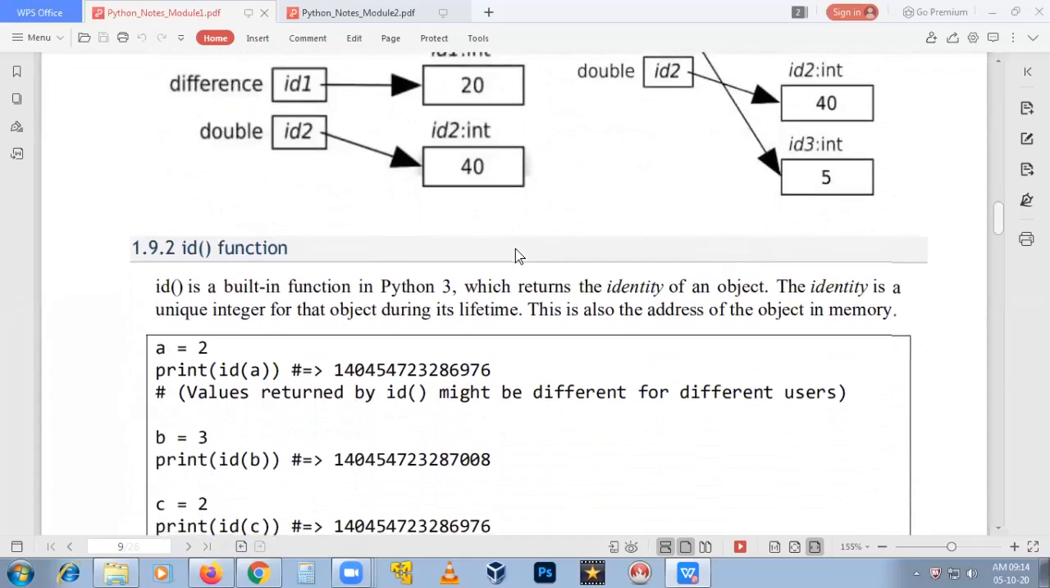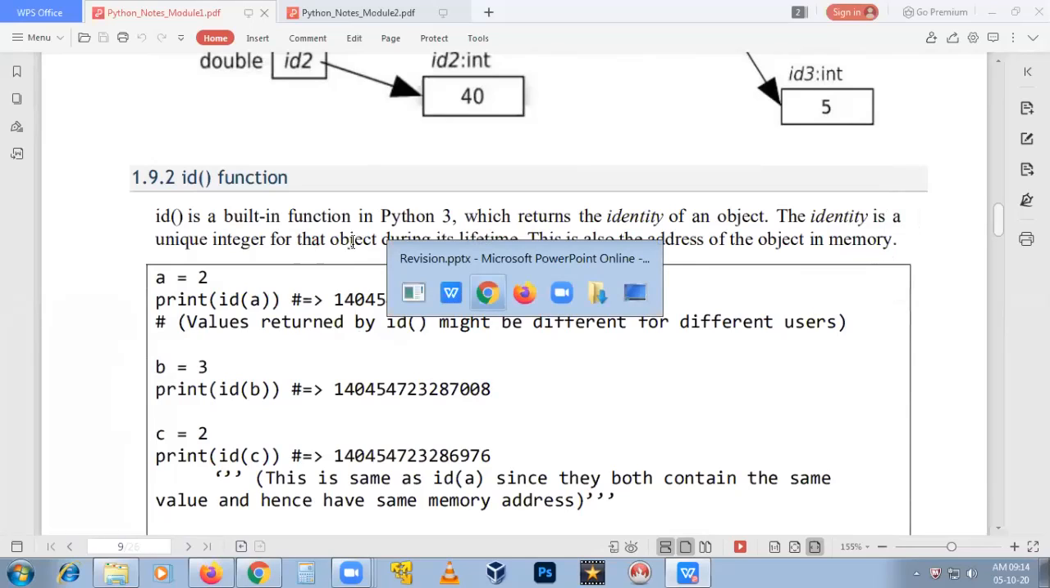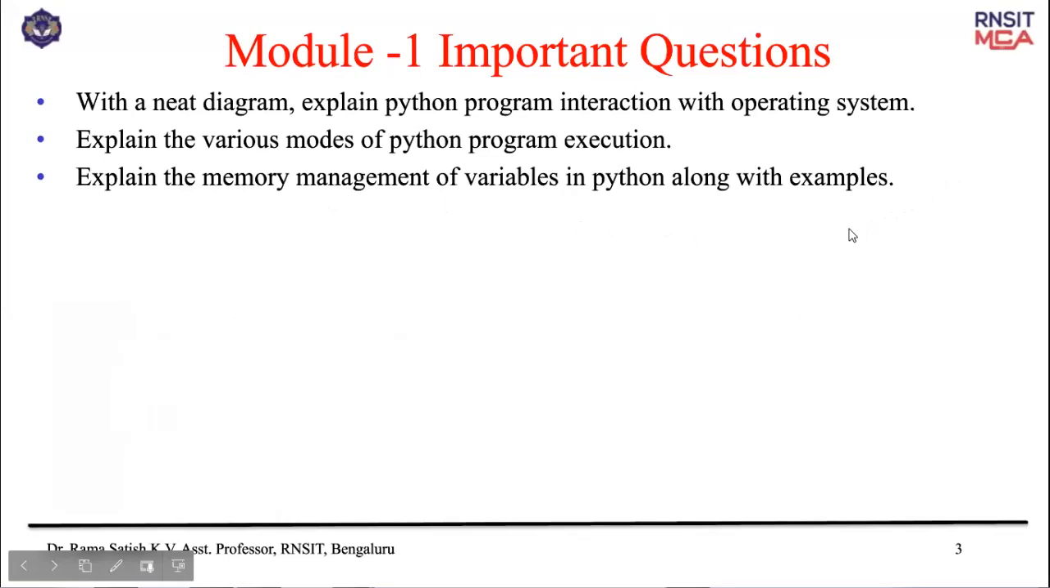Later, you can also explain the use of the ID function. The ID function will identify the memory location of a particular variable. So you have to explain that. That is about total memory management of Python variables in the Python working environment. That is memory management.